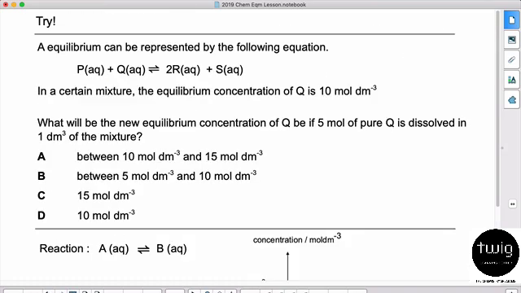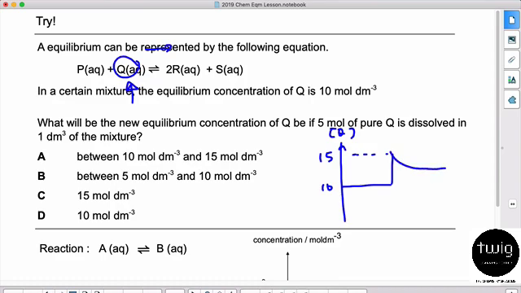Over here, this is how it works. You started with Q, so this is the concentration of Q. Equilibrium for Q is 10. Then what will be the new equilibrium if 5 moles of Q is added? You bump up to 15. Once you increase the amount of Q, you know the equilibrium will shift to the right, and then you start to drop. I told you just now it will drop somewhere in between. So the answer will be A.